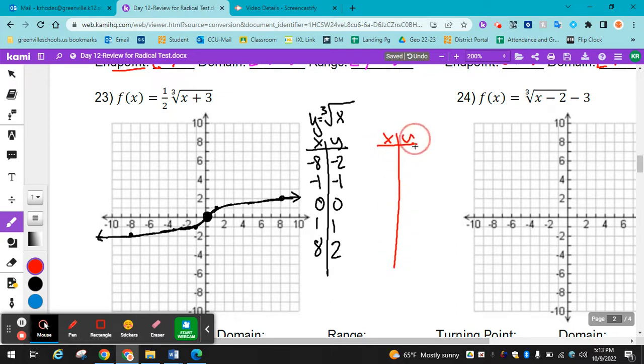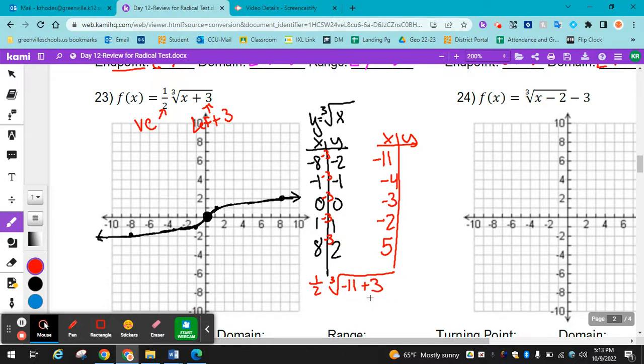This graph, the 1/2 is going to still be a vertical compression, and the 3 is going to be left 3. Just like I did with square roots, all I'm going to do is the x values and then plug them in to find my y values. So if I subtract 3, I get -11, -4, -3, -2, 5. And then plug it in to this equation. So -11, let me work a few of these out so you can see them. Or put it in the calculator, I don't care.